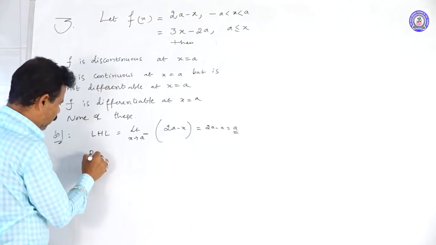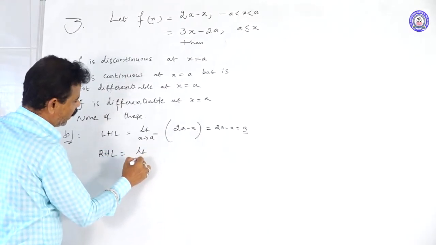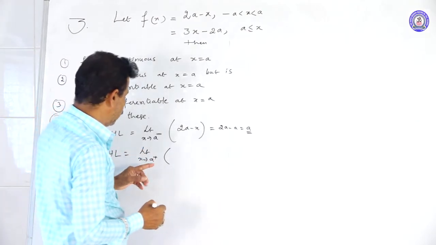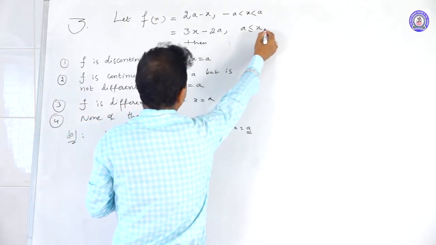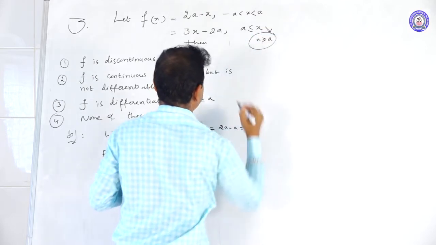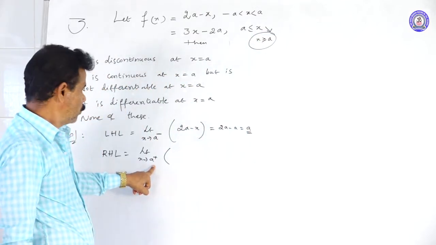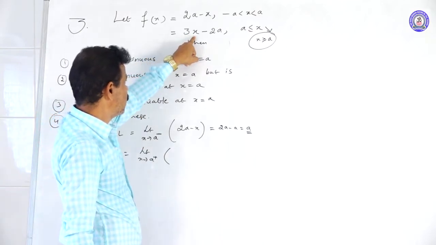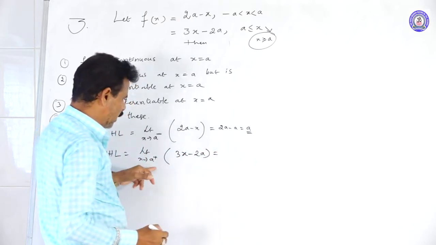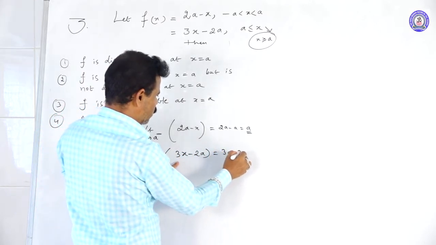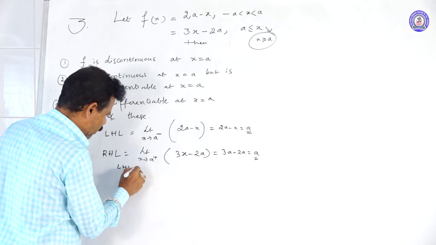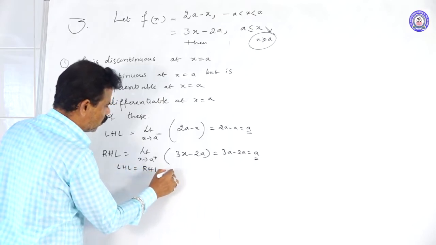And come to right hand limit, RHL. Limit x tends to a plus. For a plus, what function do we take? A plus means above a, so this is x greater than or equal to a. This means values above a. For values above a, the function is taken as 3x minus 2a. Now we apply the a value here. 3a minus 2a is equal to a. So this also a. Here left hand limit and right hand limit are equal to a.